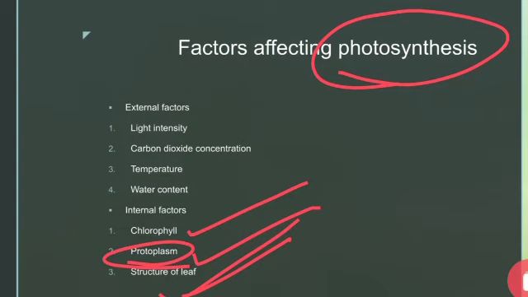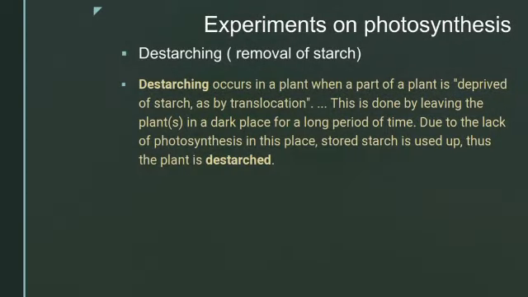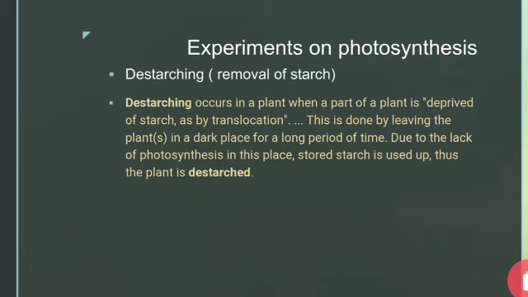Next come the experiments on photosynthesis. Let us see what experiments we can demonstrate. First of all, the experiment which will show that there is a requirement of a de-starched leaf. Now let us first understand the meaning of de-starch. De- means loss of starch from the leaf.